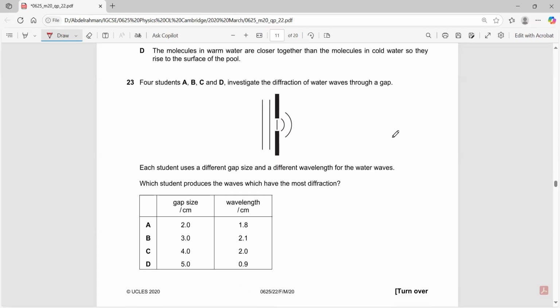Each student uses a different gap size and different wavelength. Which student produces the waves that has the most diffraction? How can you increase the diffraction? By decreasing the gap size and increasing the wavelength.